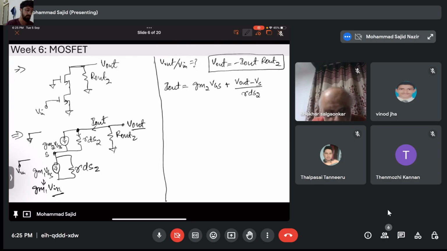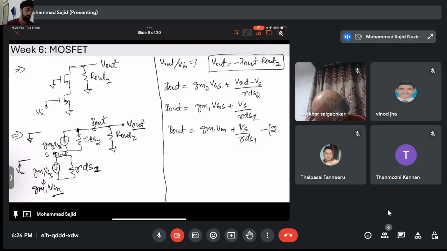And here the current flowing will be I out again. So this I out will be equivalent to gm1 Vgs plus Vs by RDS1. Sorry, this is 1. So I out is equivalent to gm1 Vgs, where Vgs is V in, plus Vs by RDS1. So this is my equation number 2. This is my equation number 1.